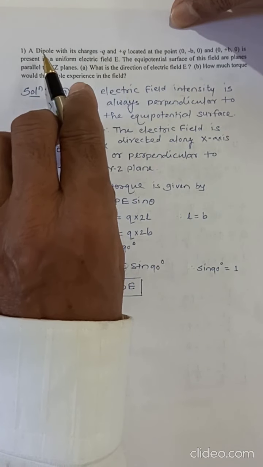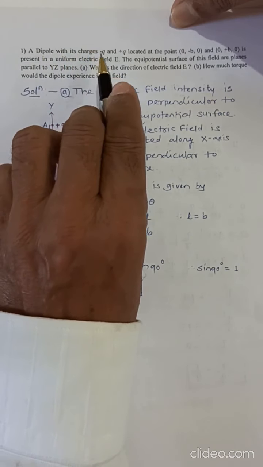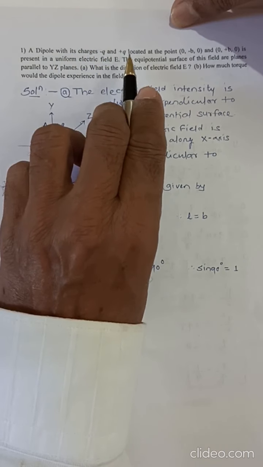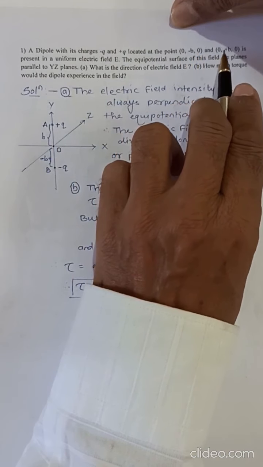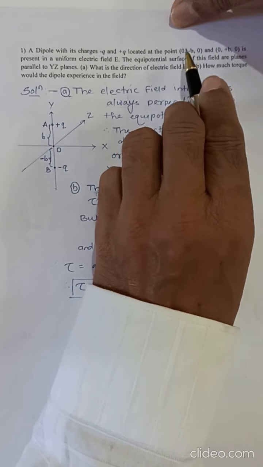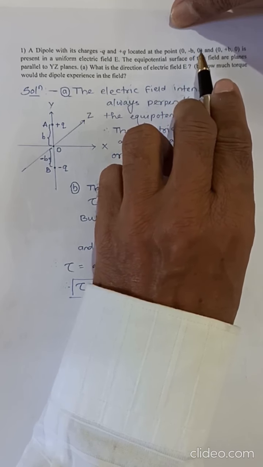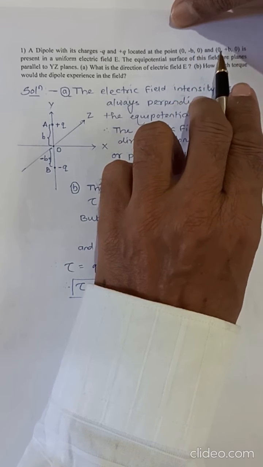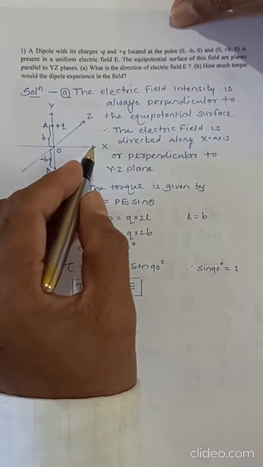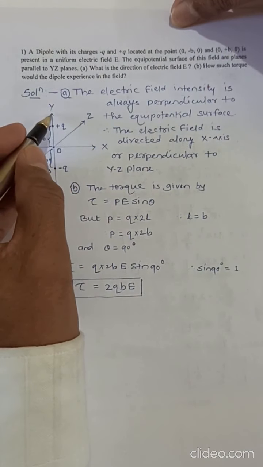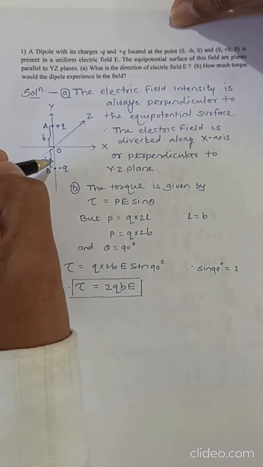So here a dipole is formed with the charges minus q and plus q located at the points (0, minus b, 0) and (0, plus b, 0). Actually these are the coordinates. This is the x coordinate, y coordinate, z coordinate. This is also the x coordinate, y coordinate, z coordinate. So this is the x axis, y axis and z axis. AB is the dipole.